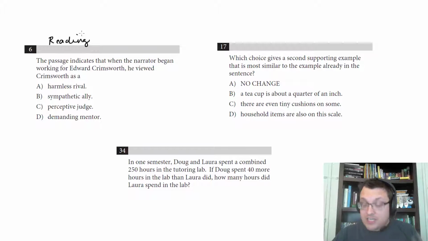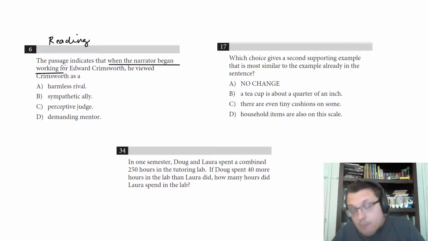a source of issue. So looking at this first one from reading, the question is, the passage indicates that when the narrator began working for Edward Crimsworth, he viewed Crimsworth as A. The biggest problem that students have when answering this question is they forget, or they just miss, that the question's asking about the narrator's opinion on Crimsworth when he began working for him. Not now, not later, but when he began working for him in that particular time.